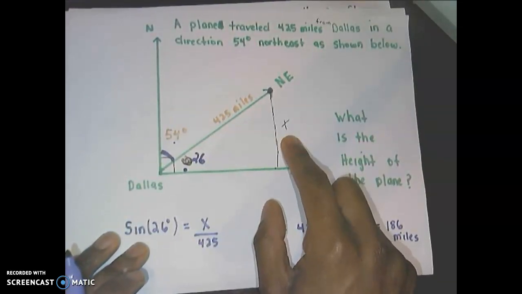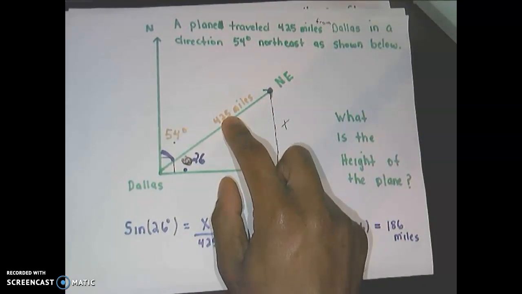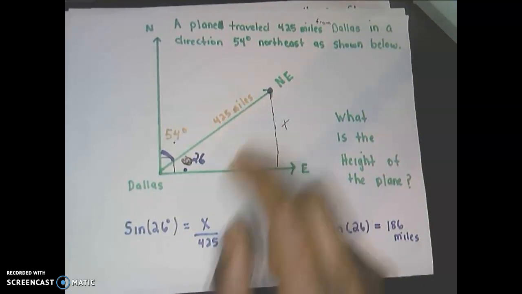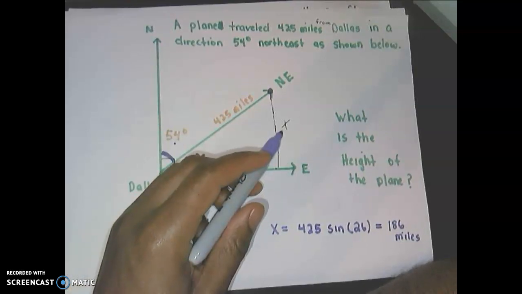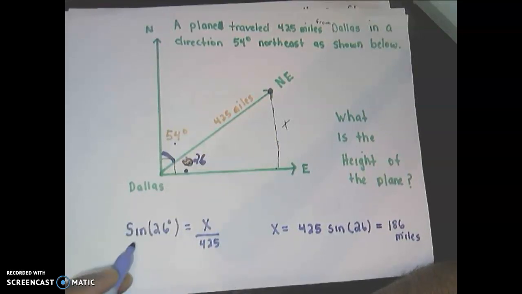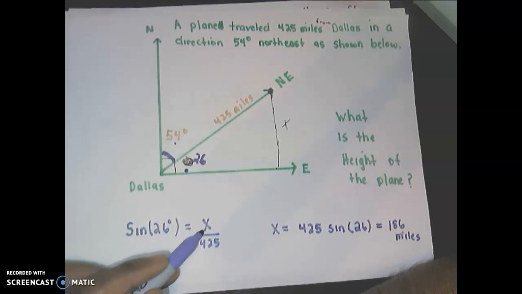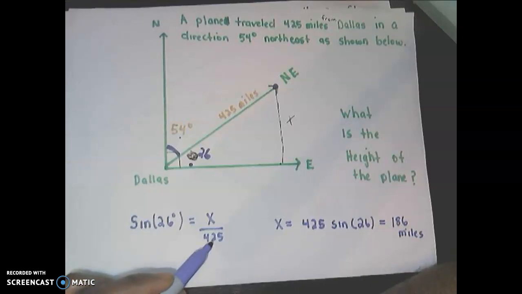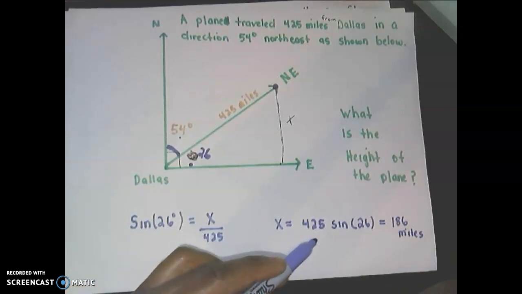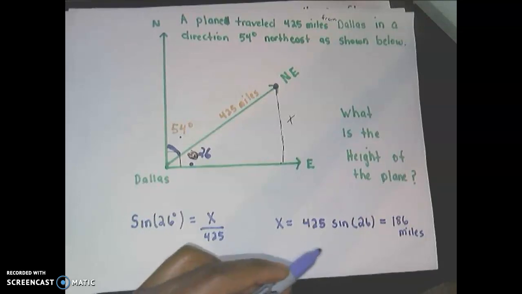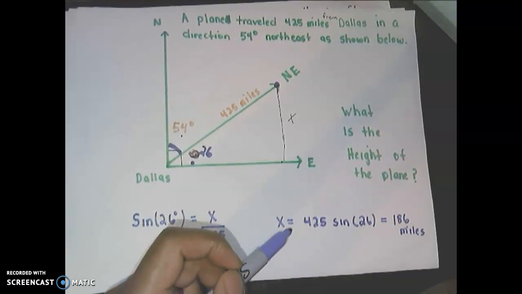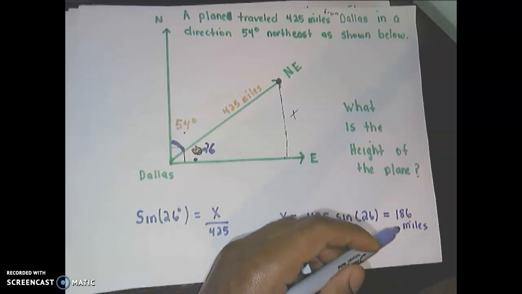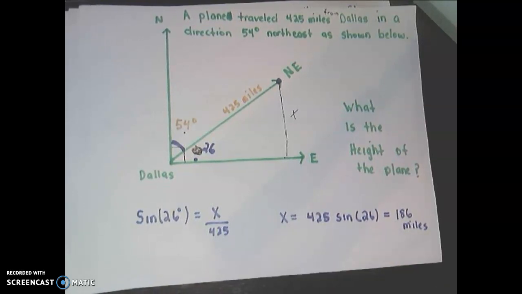And I'm looking for the opposite side. So I have the opposite side and the hypotenuse. Well, what uses opposite and hypotenuse? That's sine. And since it's a missing side, I'm going to have to use the regular sine, not the sine inverse. So sine of 26 is equal to x over 425, because 425 miles is the hypotenuse. So I can just multiply both sides by 425 and plug this into my calculator. Once you calculate that, you can see that the height of the plane is 186 miles.